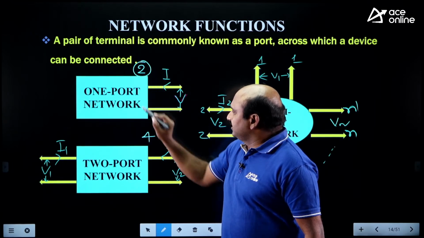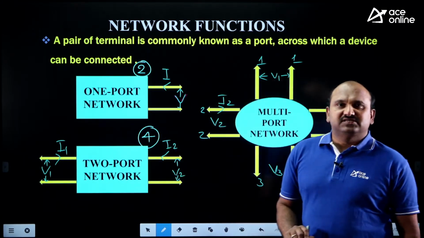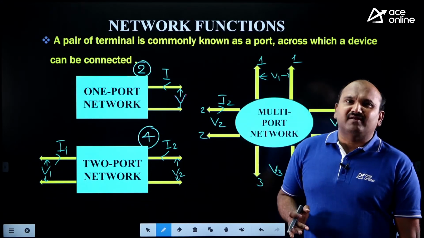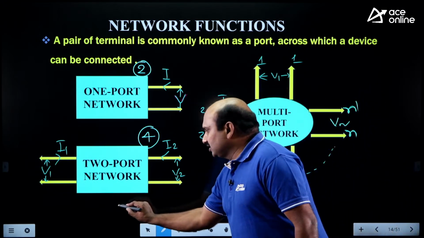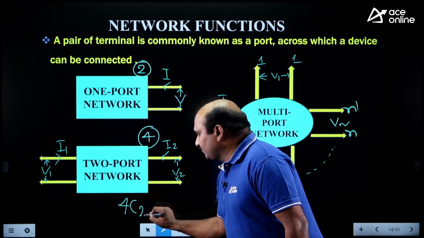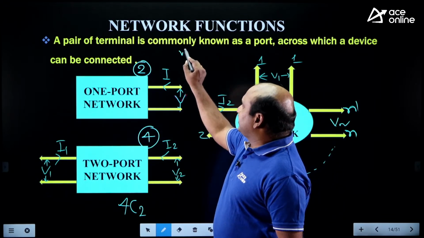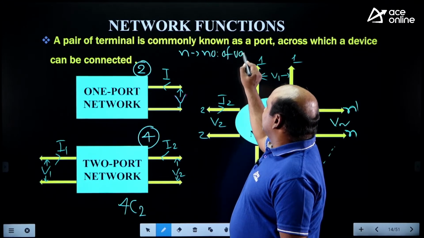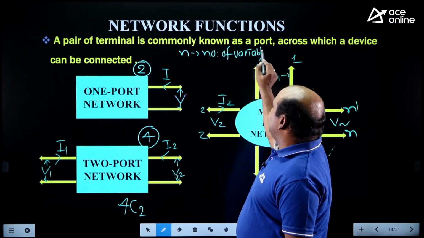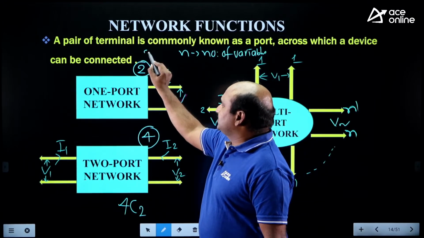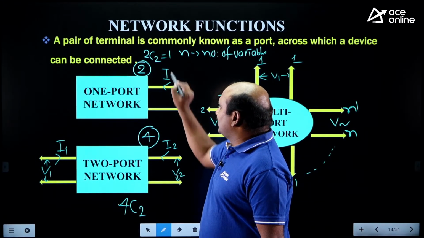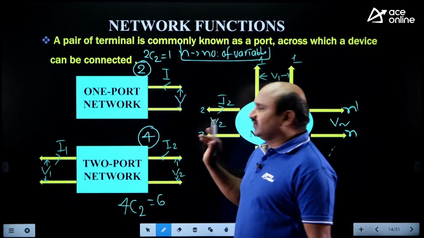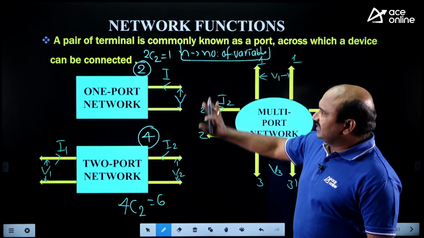2 variables are there. Based on the number of variables defined for that network, we can define the number of parameters. For a 2-port network, you are aware of 4C2. If n is the number of variables, then the number of parameters that can be defined is nC2. 4C2 gives 6 types, already we have discussed. And 2C2, nothing but what? It is 1. Are you getting?